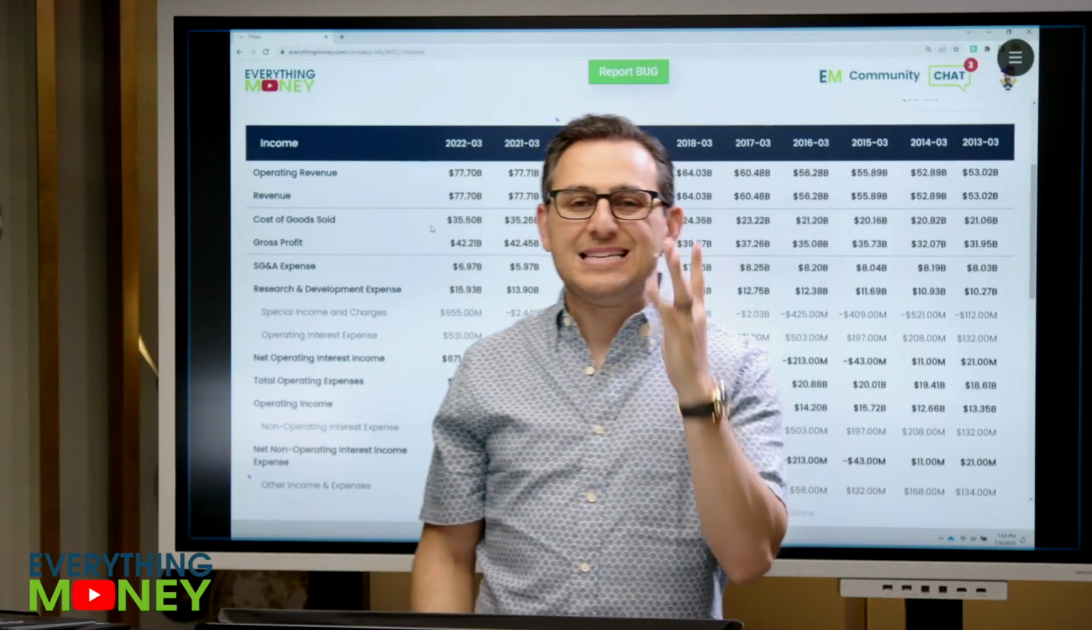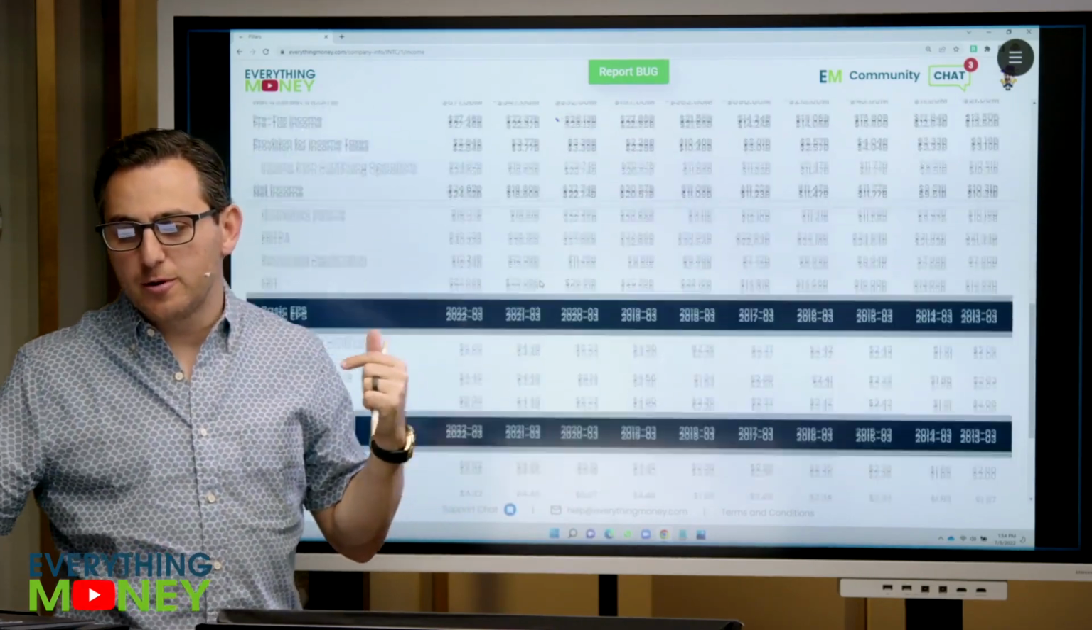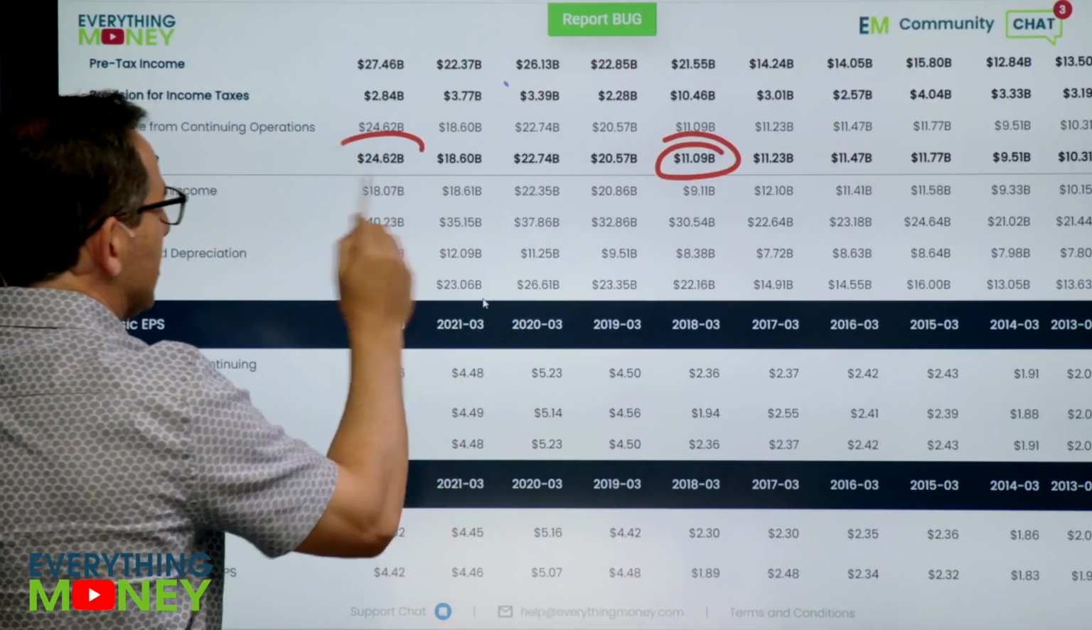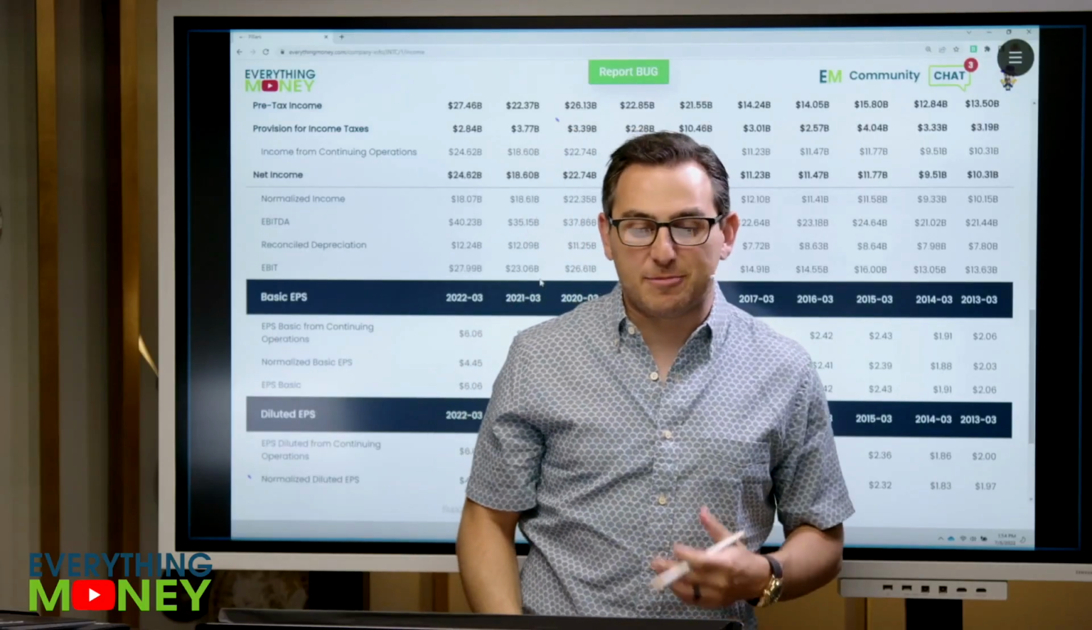Pillar number 4, we want net income growth over the last 5 years. So we just scroll down a little bit further. 5 years ago, they did 11 billion. Last year, $25 billion in profit. So for a company that's dying, it's got a lot of profit in there and the profit's growing.